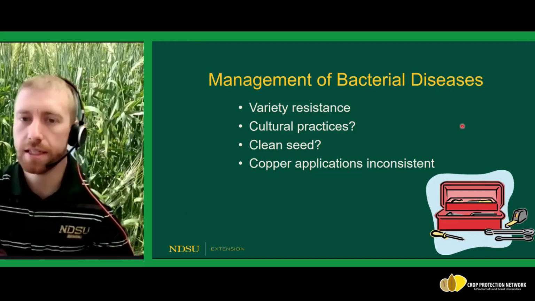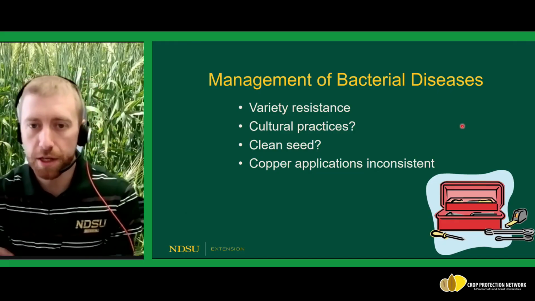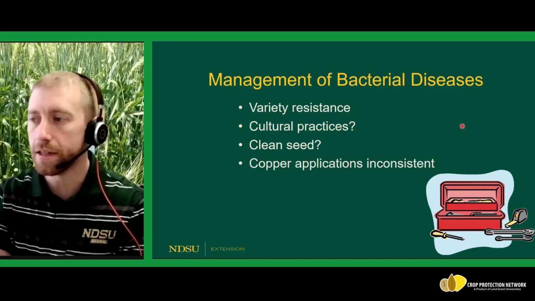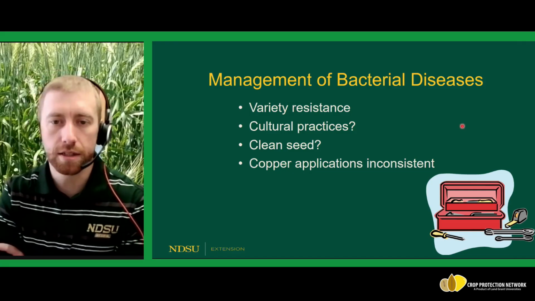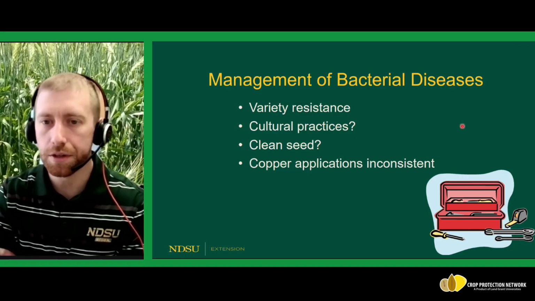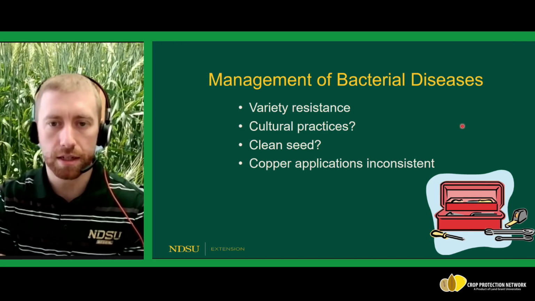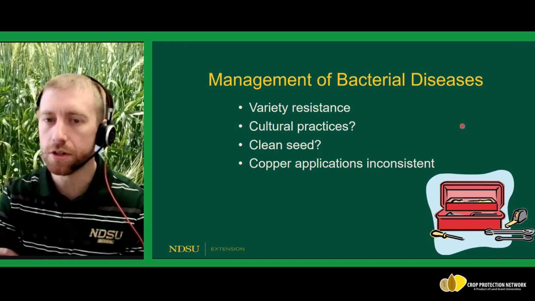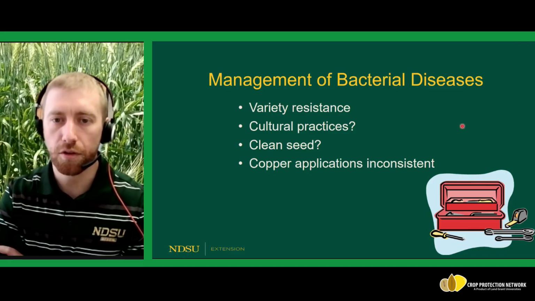Management of bacterial diseases, variety resistance is our most important management tool, especially for bacterial leaf streak. It's right now our only consistent management tool. The other 2 suggestions, cultural practices and clean seed, do help, but it's tough to quantify what we can use, how we can detect it, and how impactful it is. So it's a little bit of a gray area in research right now, but we do know variety resistance is the one thing that we can definitely put our efforts in.